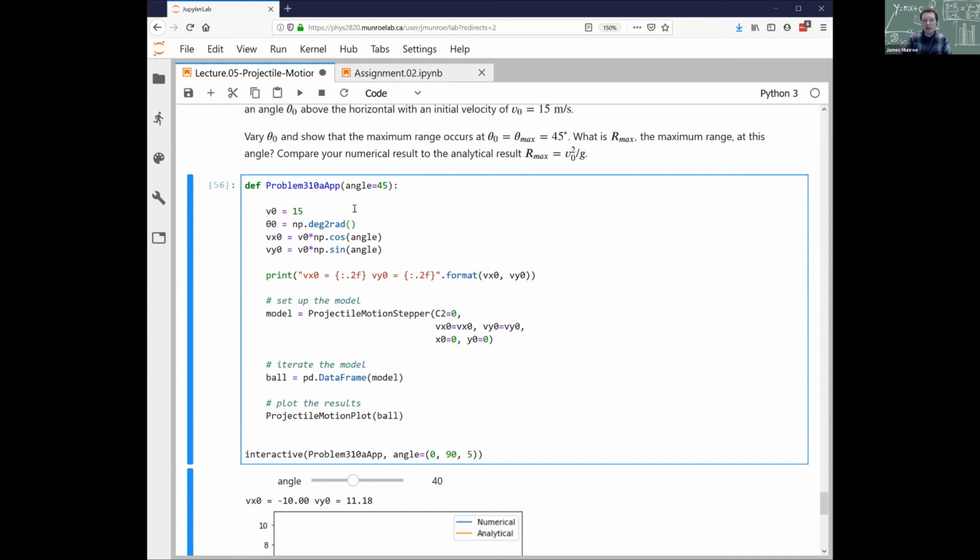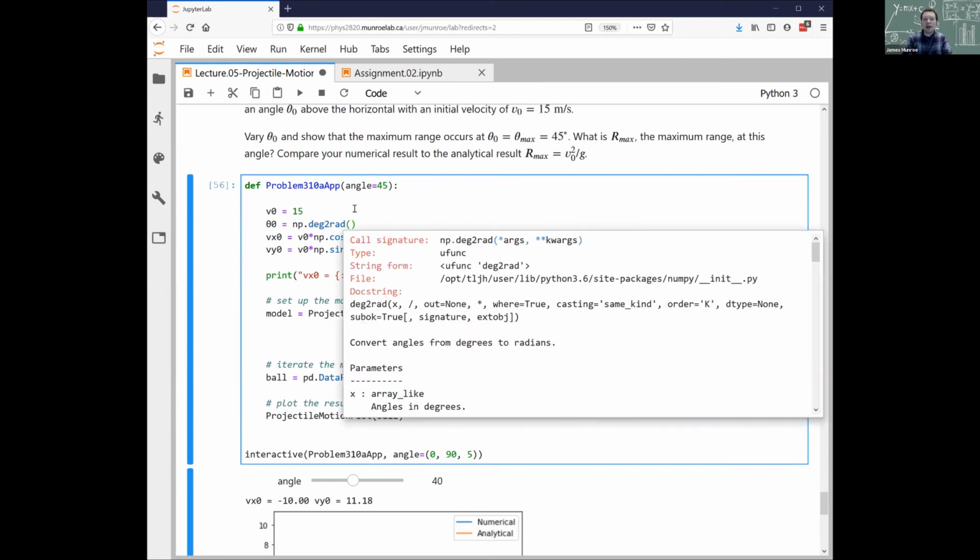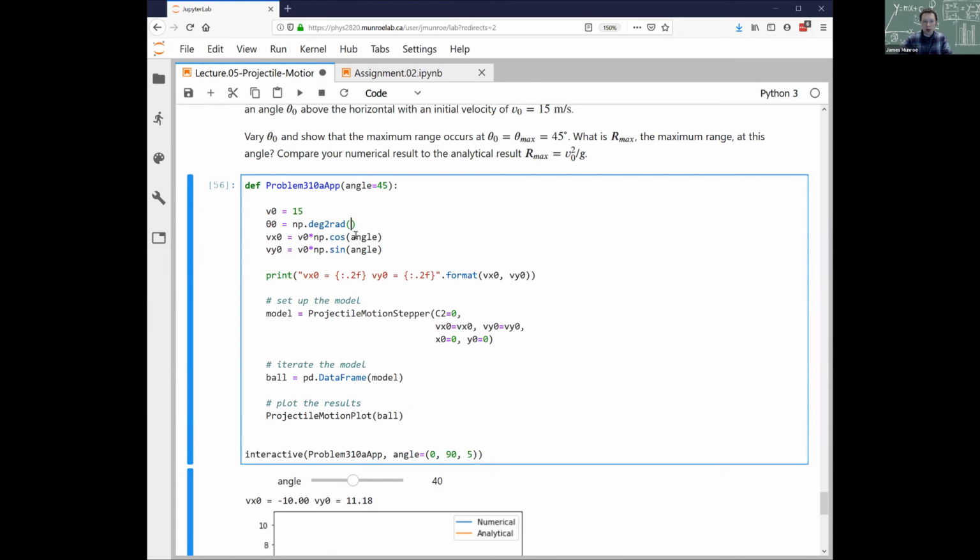So this is the experience of learning these things. There's millions of functions, and over time you pick up more and more of them. And so one of the ones that's helpful is degrees to radians. Again, Shift Tab tells me what it does. It converts angles from degrees to radians. So if I put in the word angle, this now becomes the value in radians. And that's something that I can copy and paste.